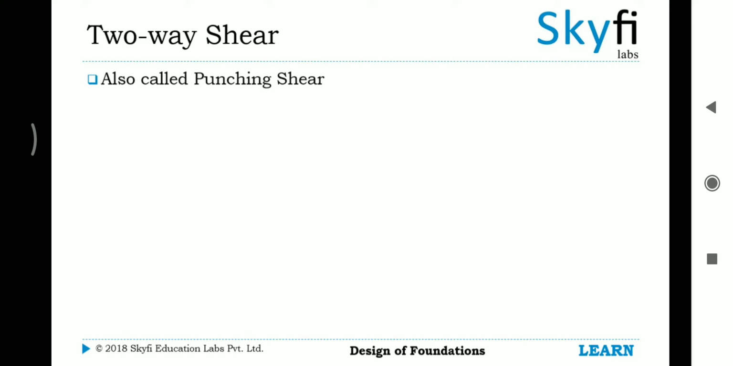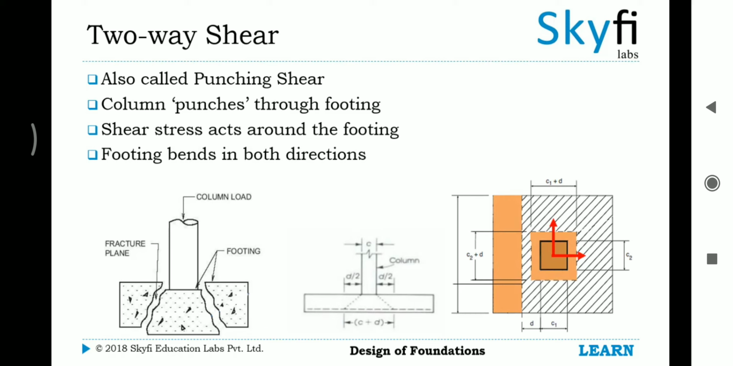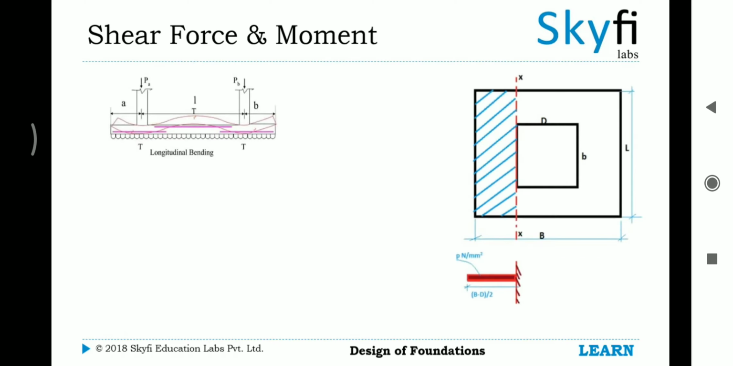Two-way shear is also called punching shear. When the total shear force exceeds the shear resistance, the slab will be pushed down around the column. This can be viewed as the column being punched through the slab. The shear stress acts around the footing, and the footing bends in both x and y directions. The critical failure sections in a particular direction are at a distance d/2, where d is the effective depth of the footing. The shear force and moment in a footing are analyzed along both directions, longitudinally and transversely.